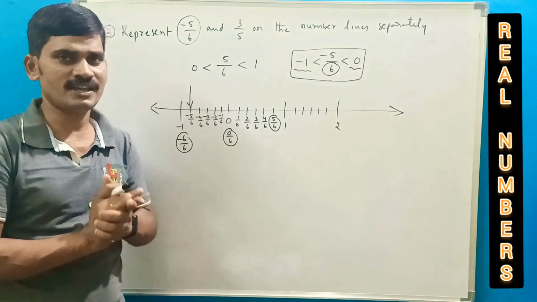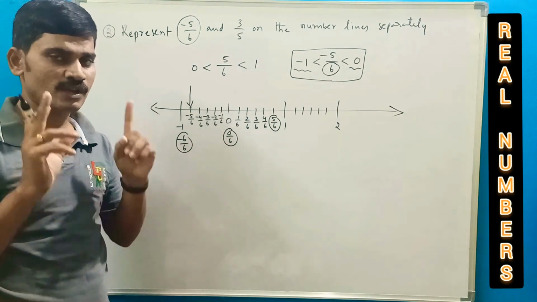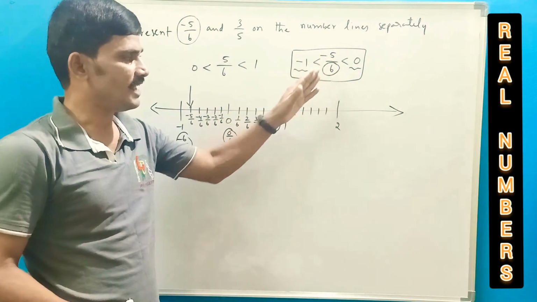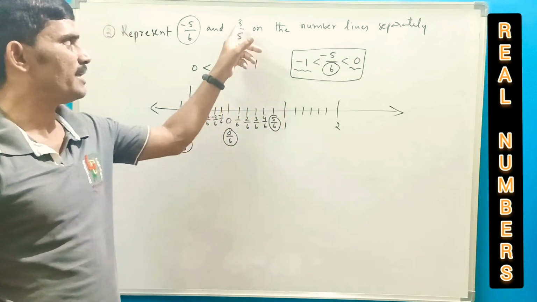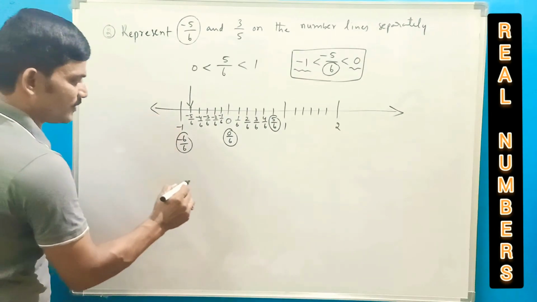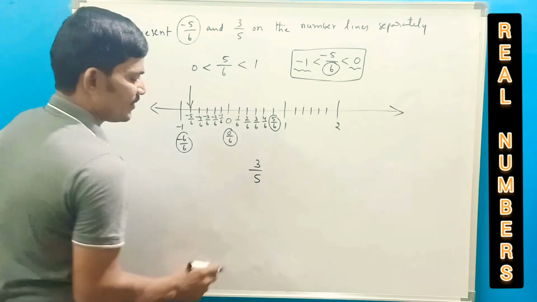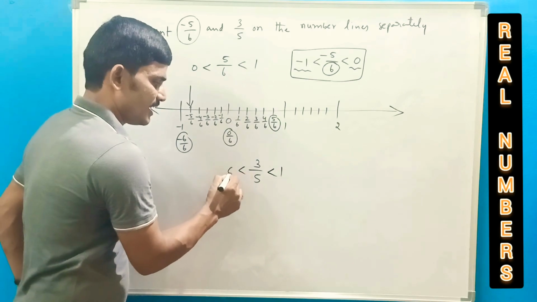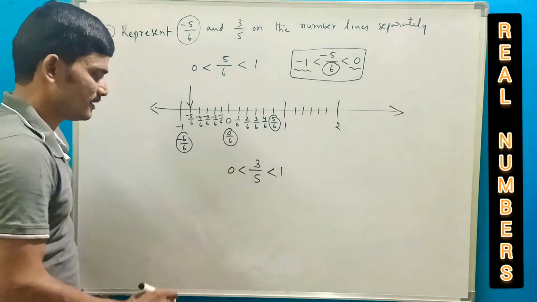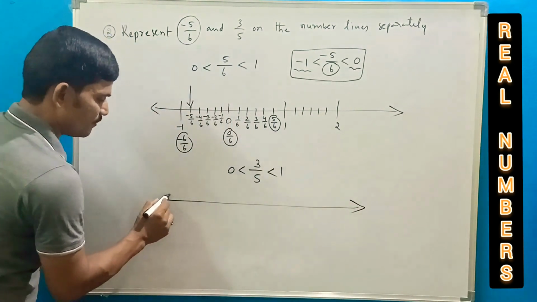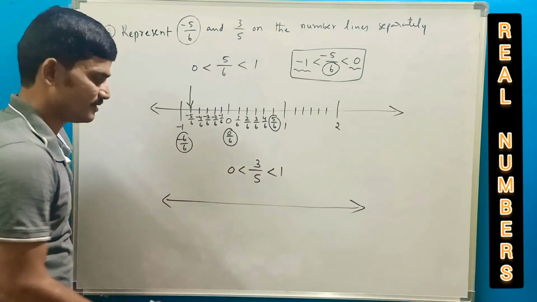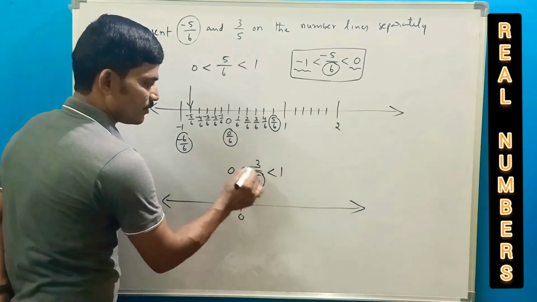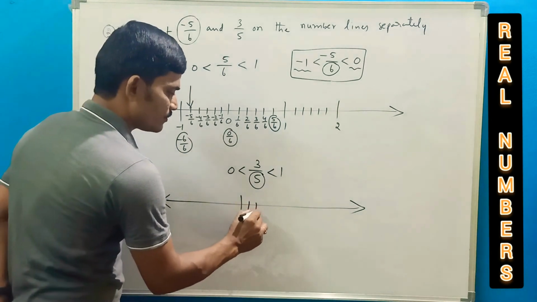So to represent any rational number on the number line, first you have to find in which two integers it lies. So minus 5 by 6 lies in between 0 and minus 1. Similarly, 3 by 5, the second one. 3 by 5 is also a proper fraction which is less than 1, which means it lies in between 0 and 1. Take a number line having these two integers. So let it be 0, and each unit distance should be divided into how many equal parts? 5. 1, 2, 3, 4, 5.